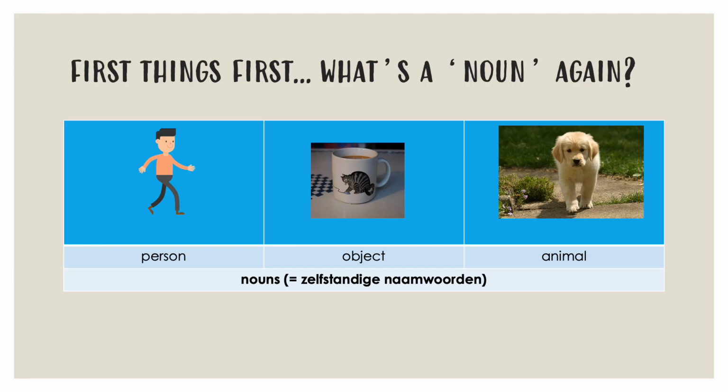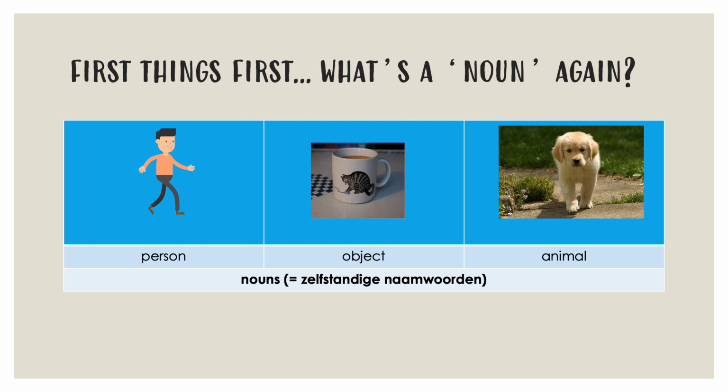First things first, what's a noun again? You see three pictures. You see a picture of a person, a picture of an object, and a picture of an animal. A person, an object, and an animal. Now all of these things are what we call nouns. A noun in Dutch is een zelfstandig naamwoord. So people, objects, and animals, they are all nouns. You have two types of nouns. You have countable and uncountable nouns.